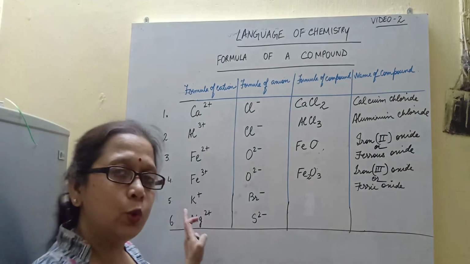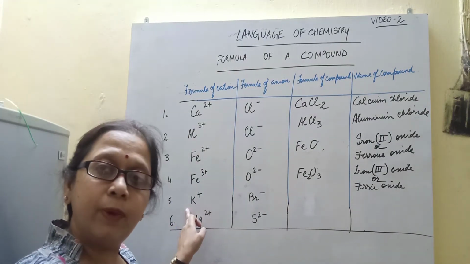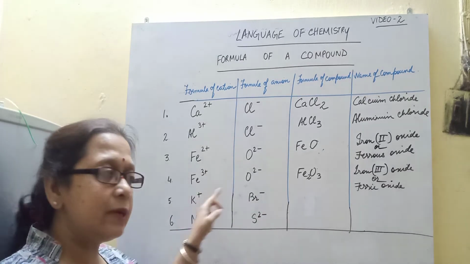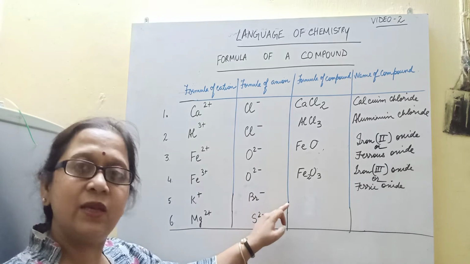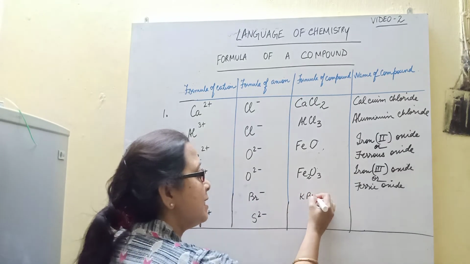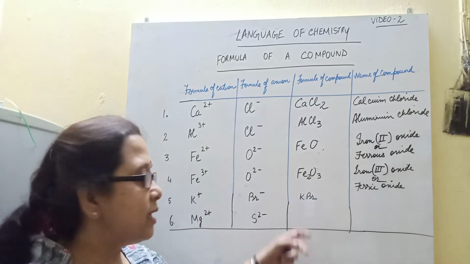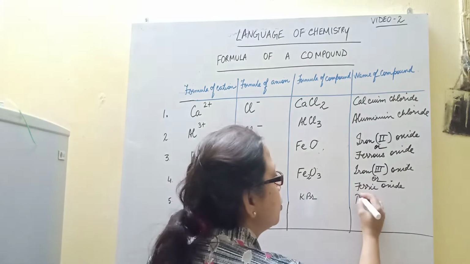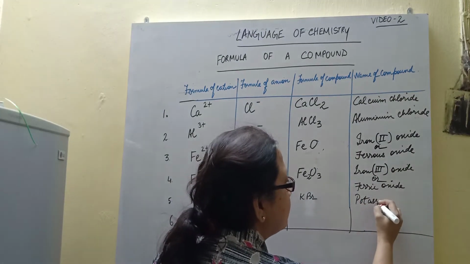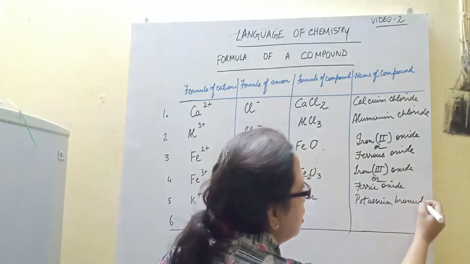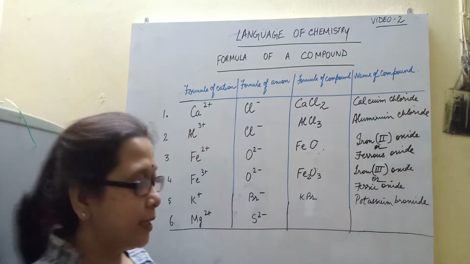Now coming to the compound between potassium and bromine. You can see both of them have valency 1. So even if the valencies are exchanged, we will still come to KBr, and its name comes to potassium bromide.